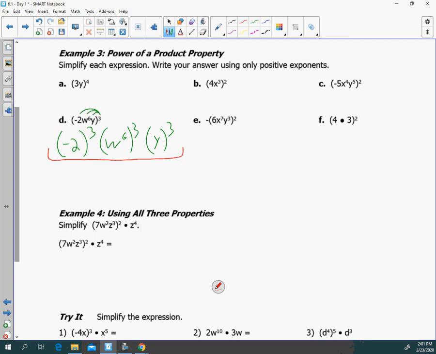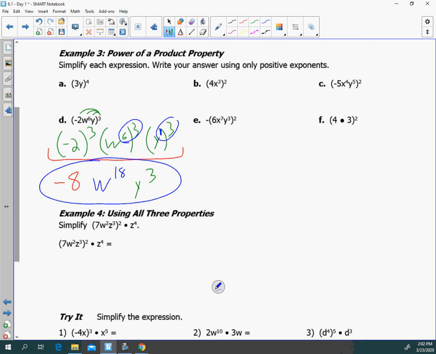This is going to be negative 2 times negative 2 times negative 2, which gives me the whole number negative 8, the integer negative 8. This is going to be w to the 6 times 3, which is 18. And this is going to be y to the 3. You know, really there's a 1 right here if you want to think about it. So 1 times 3 is 3. And that's my final answer. Nice, colorful, circled answer for you. All right?